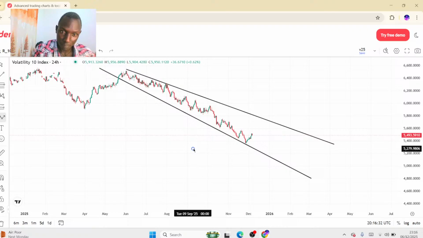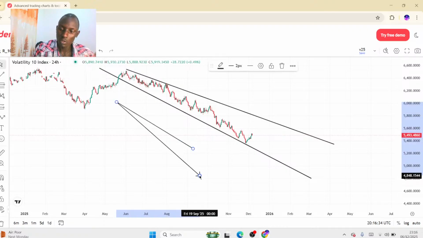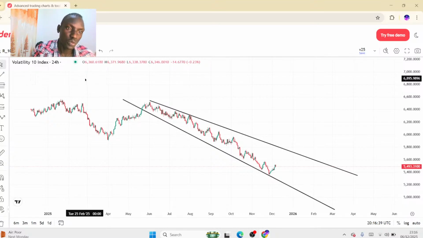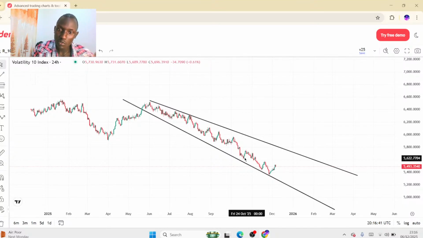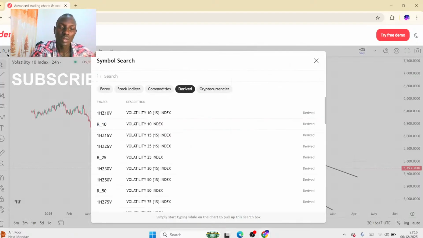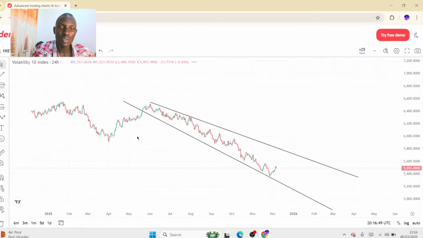But it's not every pair that you need to trade. If it has failed like this, the trend line is not even coming through, so you have to leave this pair. Let's check on other pairs.